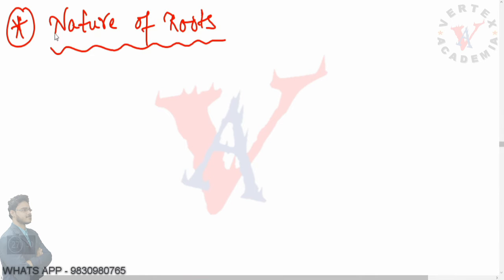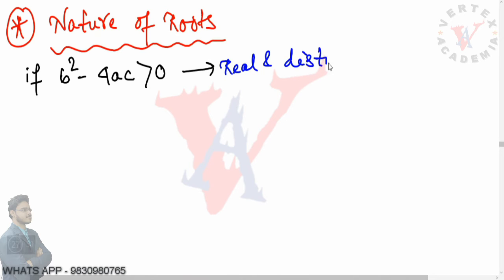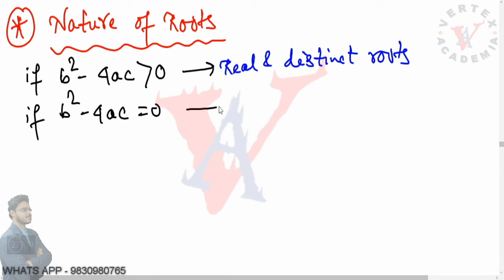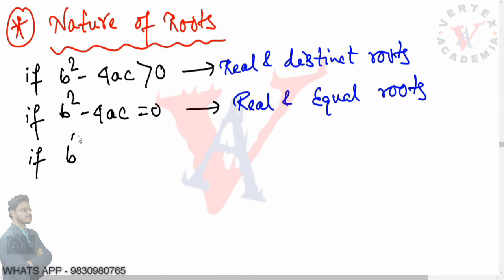So the first thing is, if b square minus 4ac is greater than 0, then what will we get? Real and distinct roots. Now the second one, if b square minus 4ac equals 0, then what will we get? We will get real and equal roots. Now the third case, if b square minus 4ac is less than 0, then what will we get? No real roots.